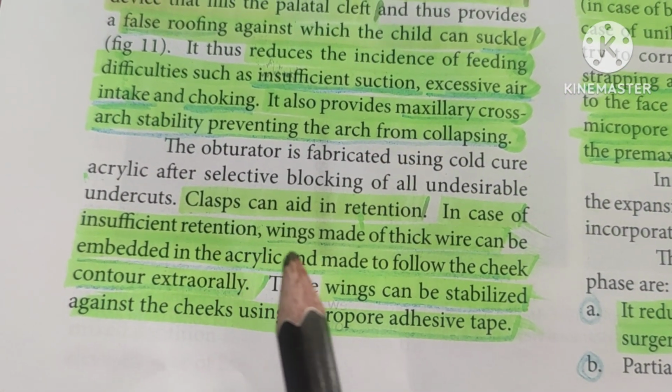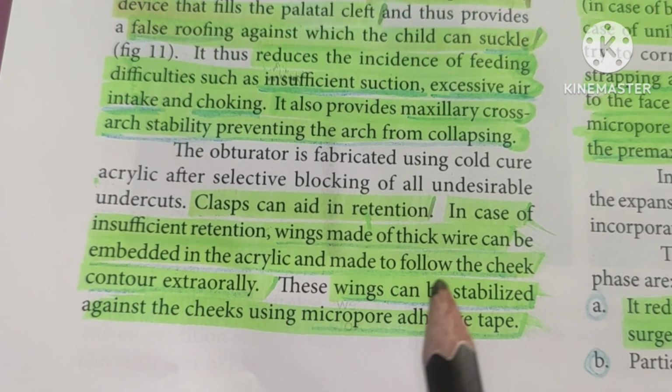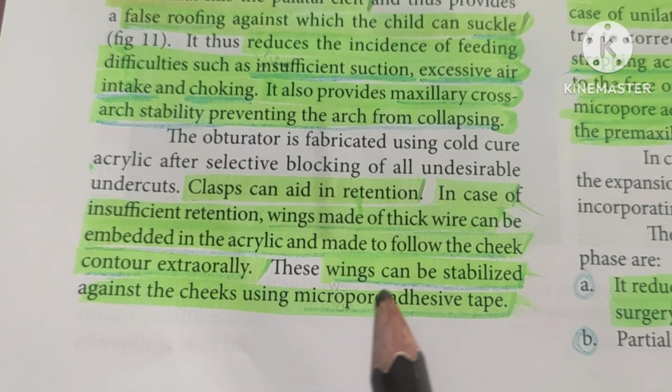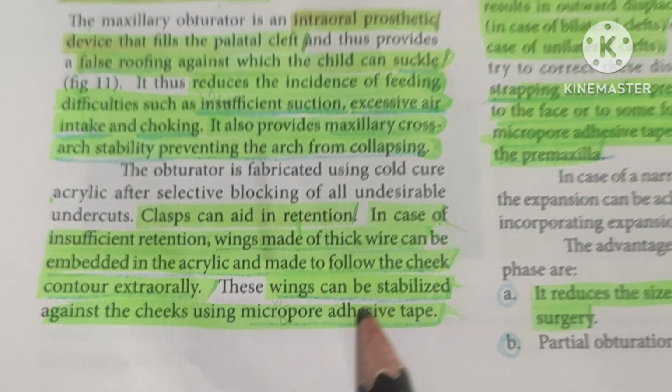In case of insufficient retention, wings made of thick wire can be embedded in the acrylic, made to follow the cheek contour extraorally. These wings can be stabilized against the cheek by using micropore or DESI tips.